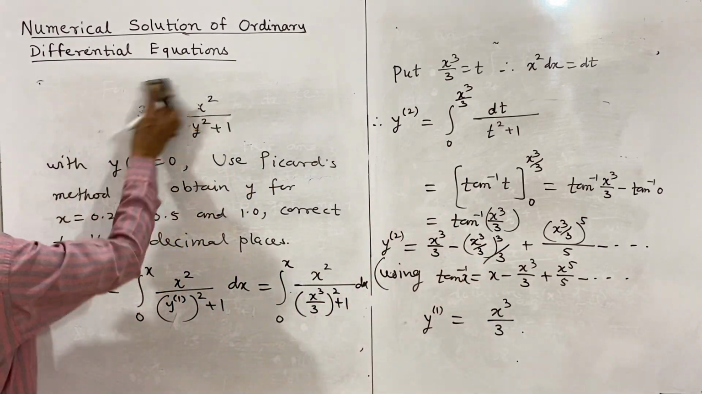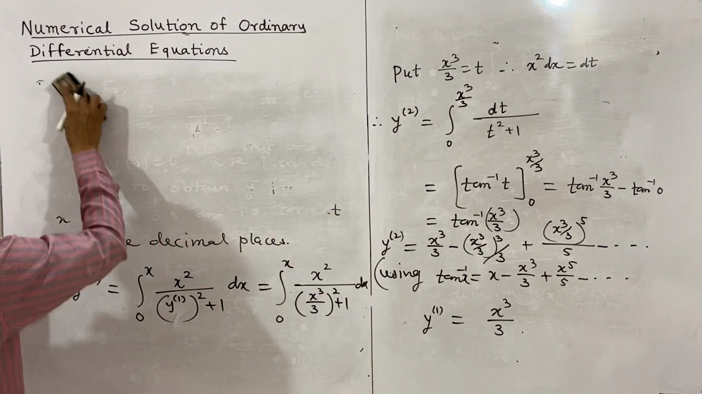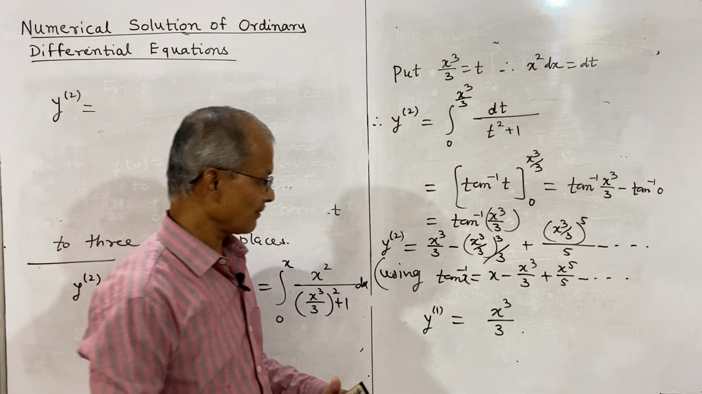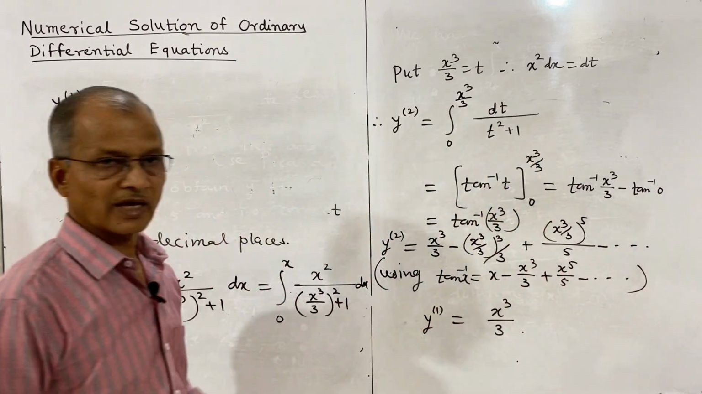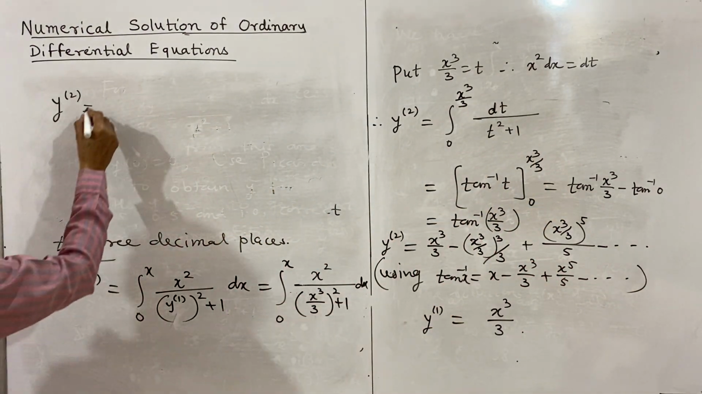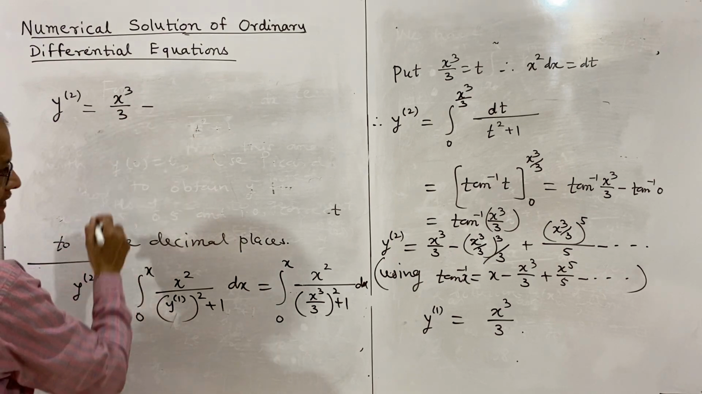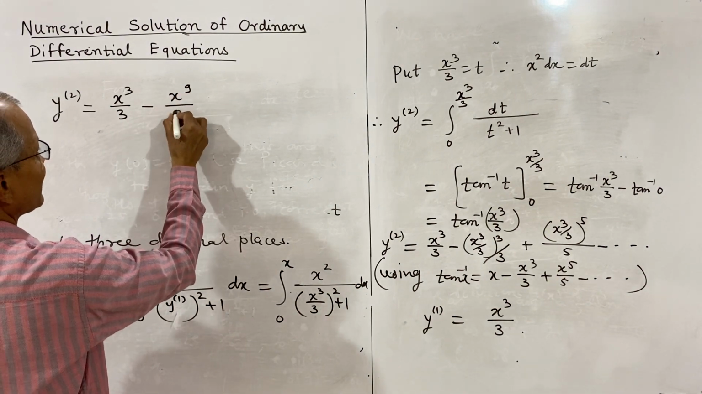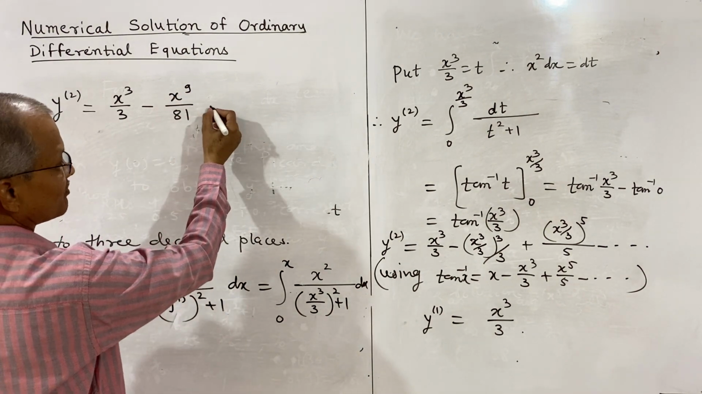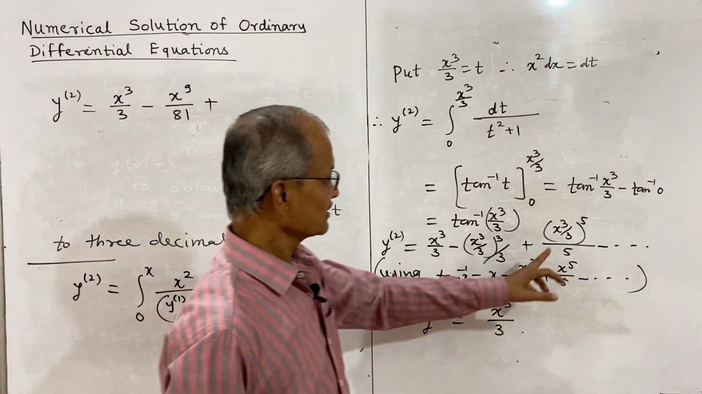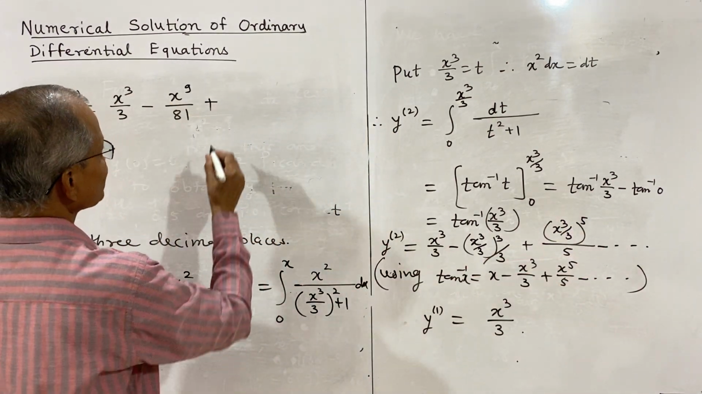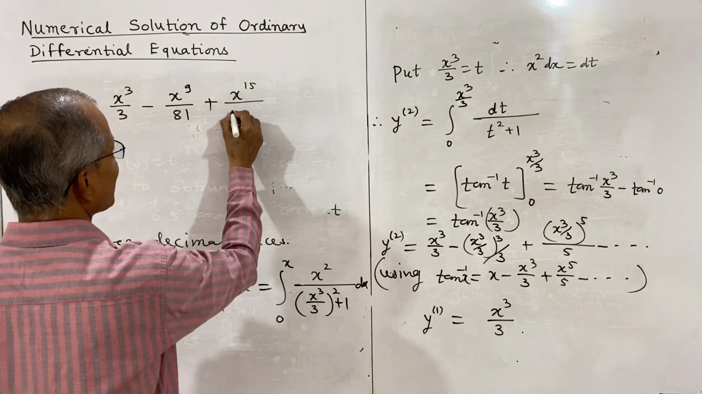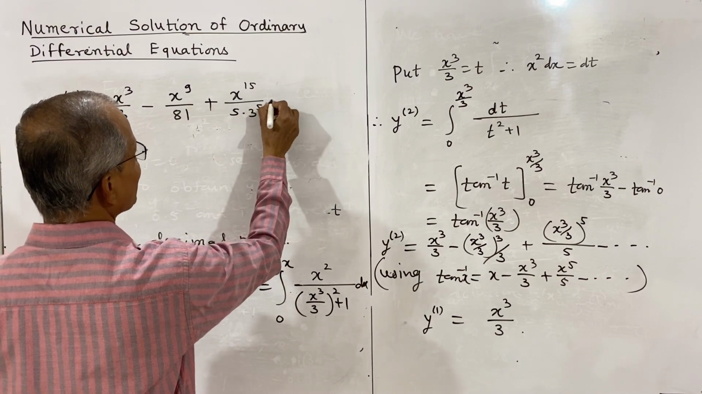So that's the expression for y2. We have used the Taylor series for tan inverse x here, and thus y2 will be x cube by 3 minus x power 9 divided by 81, and next is plus x power 15 divided by 3 power 5 into 5 into 3 power 5, and minus so on.